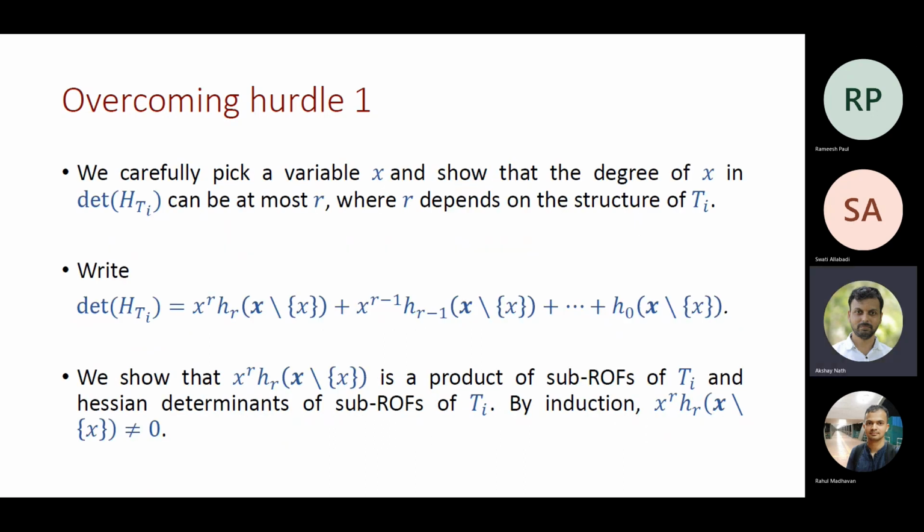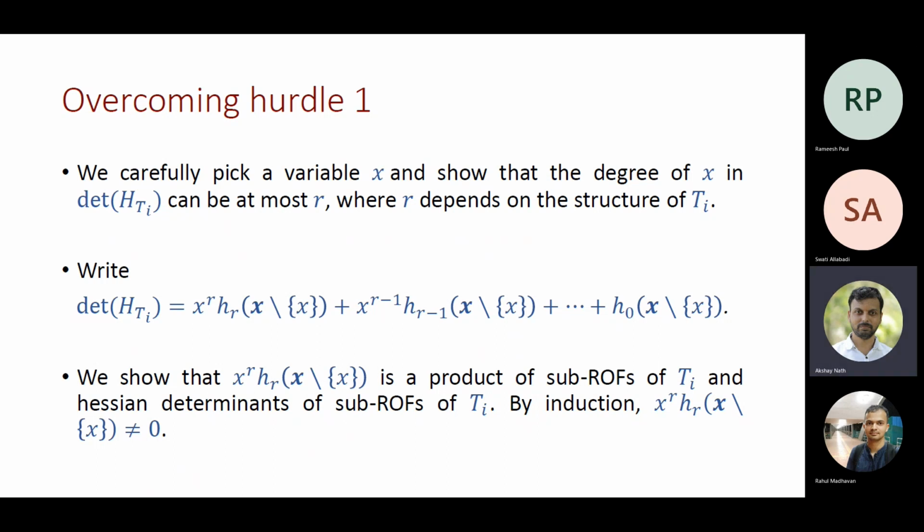So what we do is the following. We carefully pick a variable x depending on the structure of the Ti and show that the degree of x in the Hessian determinant of Ti can be at most r, for a number r which also depends on the structure of Ti. Then we write the Hessian determinant of Ti as a univariate polynomial in this variable, with its coefficients being polynomials in x minus the variable x.